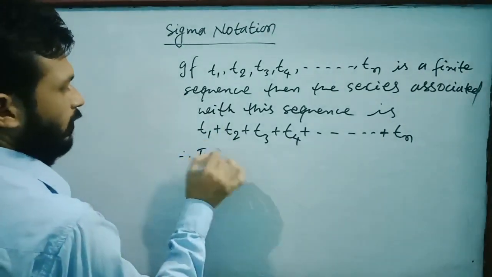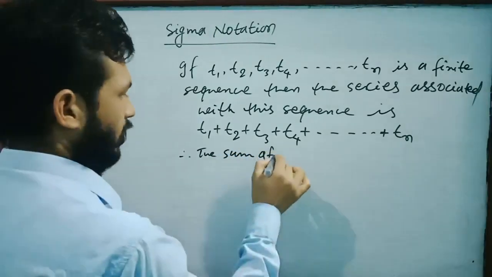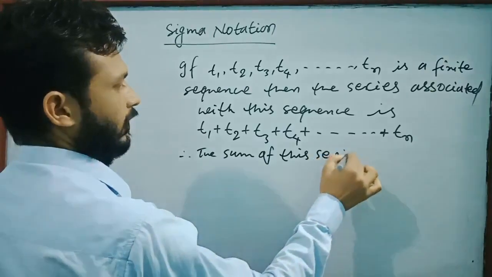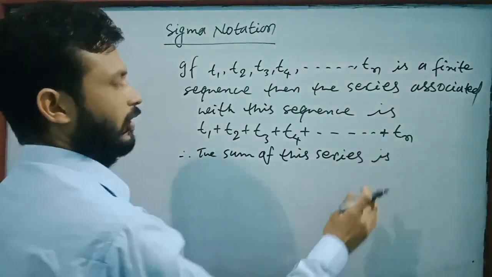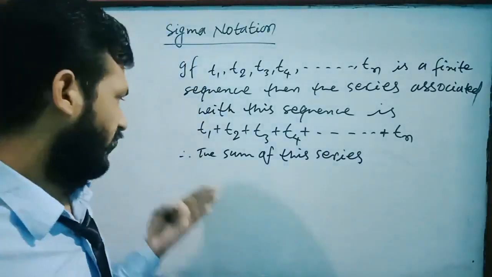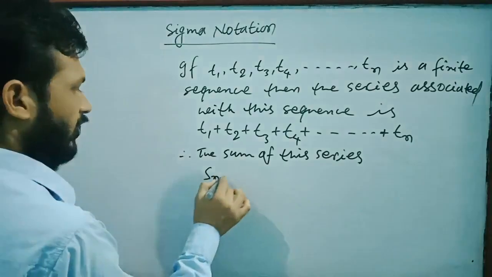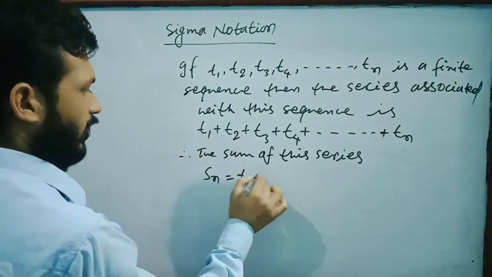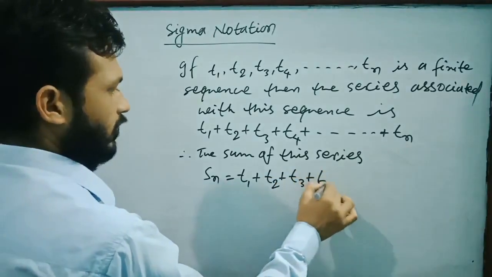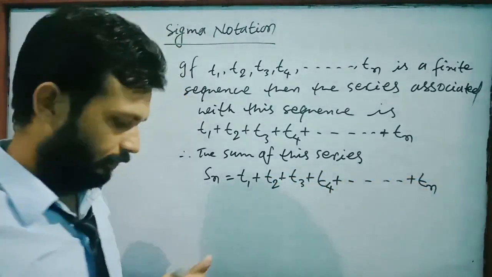Okay, now the sum of this series is denoted by Sn. Understood? The sum of this series Sn equals T1 plus T2 plus T3 plus T4 plus up to Tn. Understood?